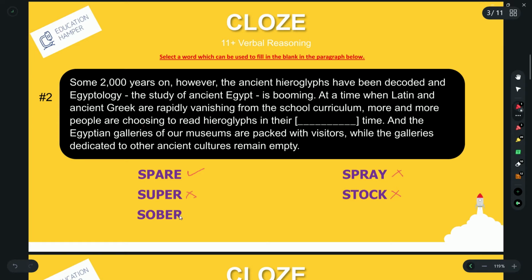And sober time. Now, there's no indication here, sober being you're not intoxicated. There's no indication that there was any kind of intoxication within this paragraph or any option of it. So in the context of this paragraph, this doesn't seem to make sense. That's why it's important to read the entire paragraph when answering these questions. So that's not correct. So the answer here is spare.